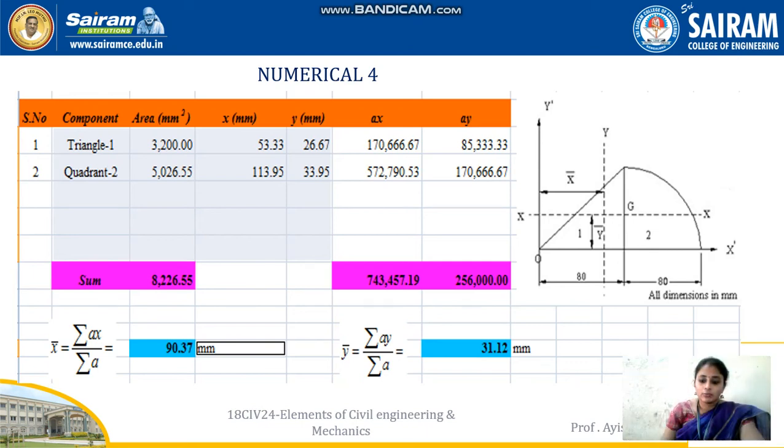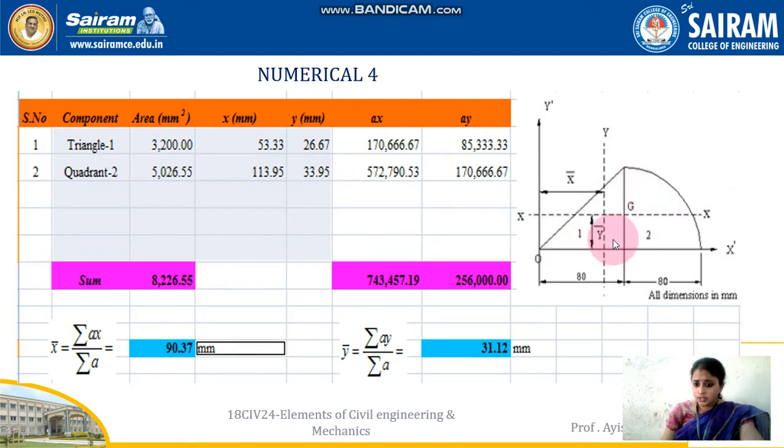Hi everyone, now I am going to continue my presentation with the fourth numerical. In this numerical you can see a quarter circle and a triangle in the figure. They are telling us to find the centroid of this particular section. We already knew that first we need to categorize it into components.